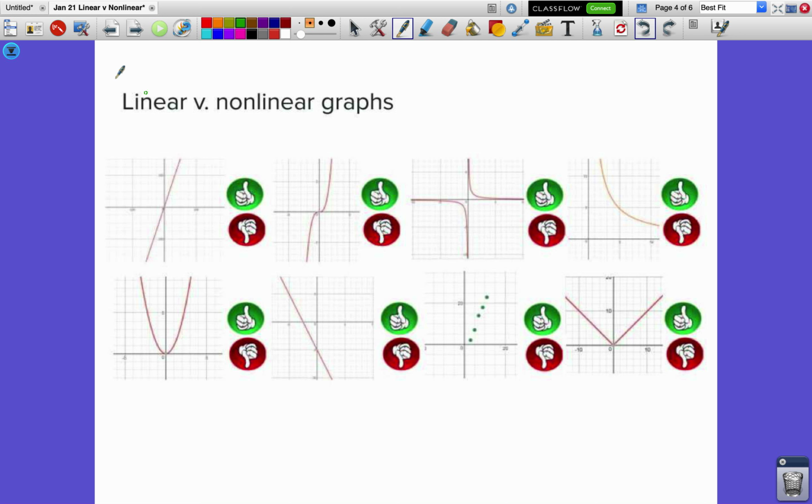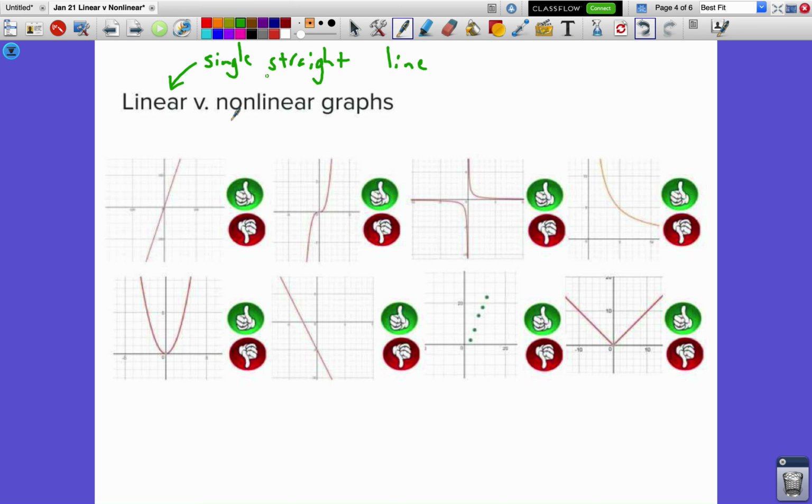All right, so here's the trick on telling if a graph is linear. You don't have to sketch all of these, maybe just a couple, but linear graphs should make a single straight line.